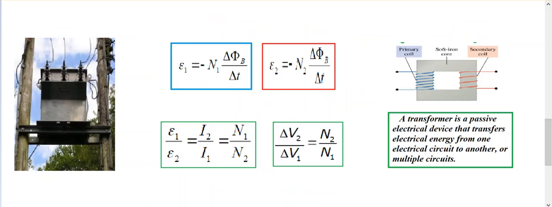So how do all of these concepts relate to transformers? On the left side of your screen, you'll see a picture of what an actual transformer looks like. You may have seen them around your neighborhood. And over here is kind of the insides, how the transformer works, right? So a transformer is a passive electrical device that transfers electrical energy from one circuit to another, or multiple circuits. So when it says from one circuit to another, it means from the primary coil to the secondary coil.